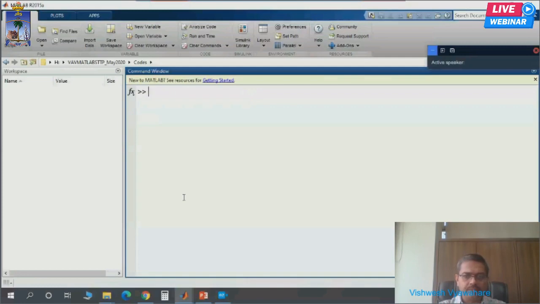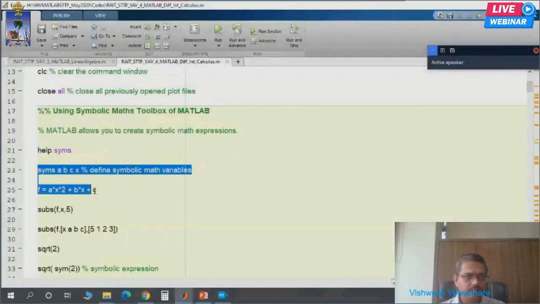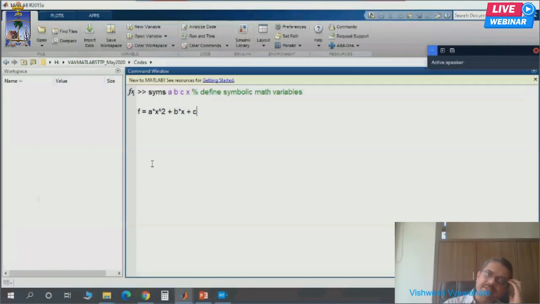Now what we are going to do is define a, b, c, and x as symbolic variables, and then define a function f, which is ax square plus bx plus c, a simple quadratic equation.